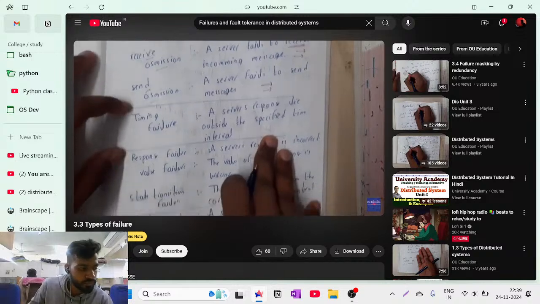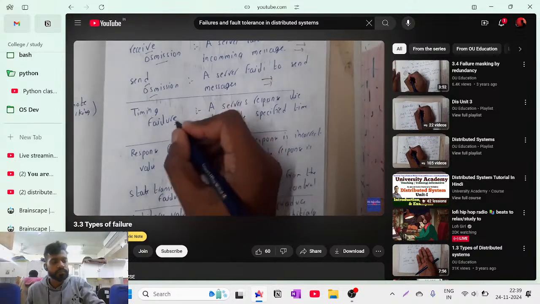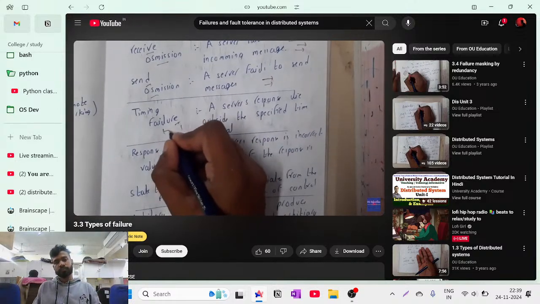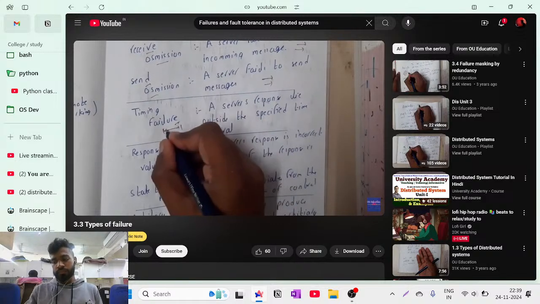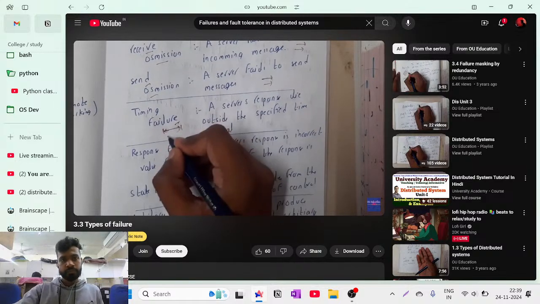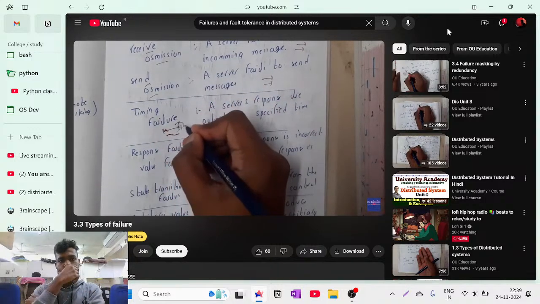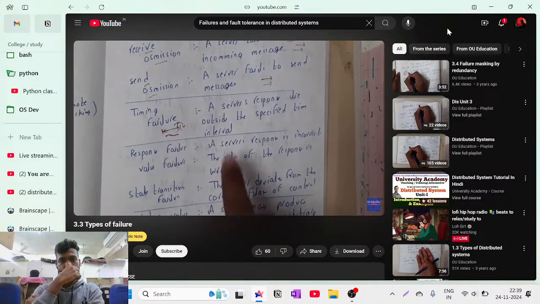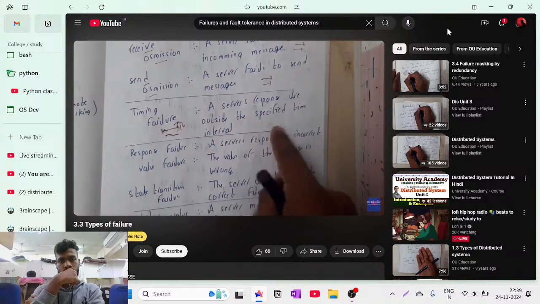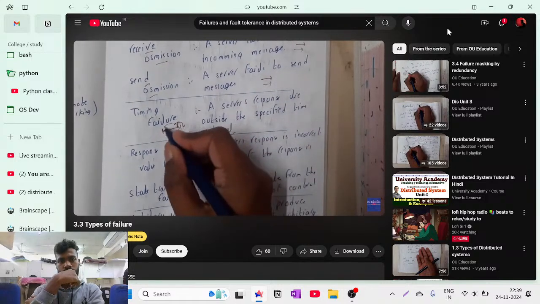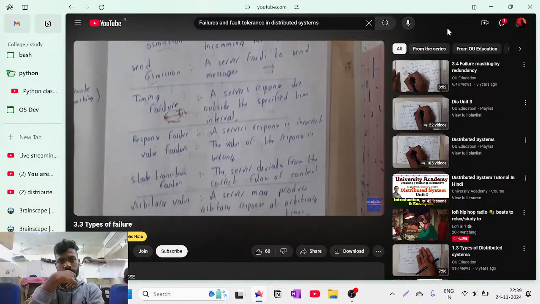Similarly, timing failure. Assume that there is a deadline given for your project or anything, like 3 hours to code in your examination. You coded and executed the code, but it was late, so that is a timing failure. A server responds outside the specified time interval, not within it, and that is a timing failure.